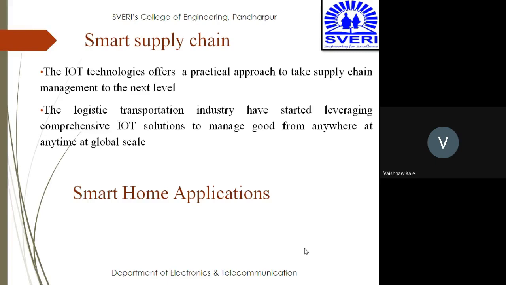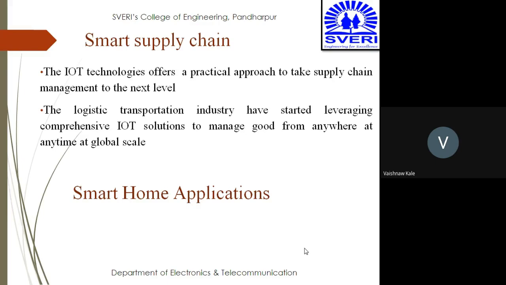Then we'll move to the last application, that is smart home applications. As far as smart home applications are concerned, now you can go for total automation of a smart home. Like I've given as an example, you can control your fans, that may be AC, that may be fridge, that may be washing machine. All these smart devices can be controlled with the help of IoT, and can be switched on or off with the help of IoT.